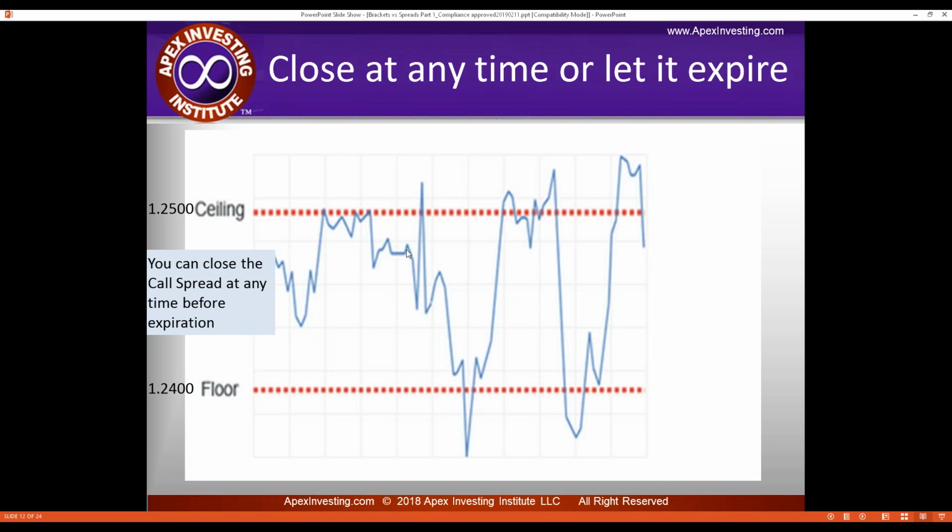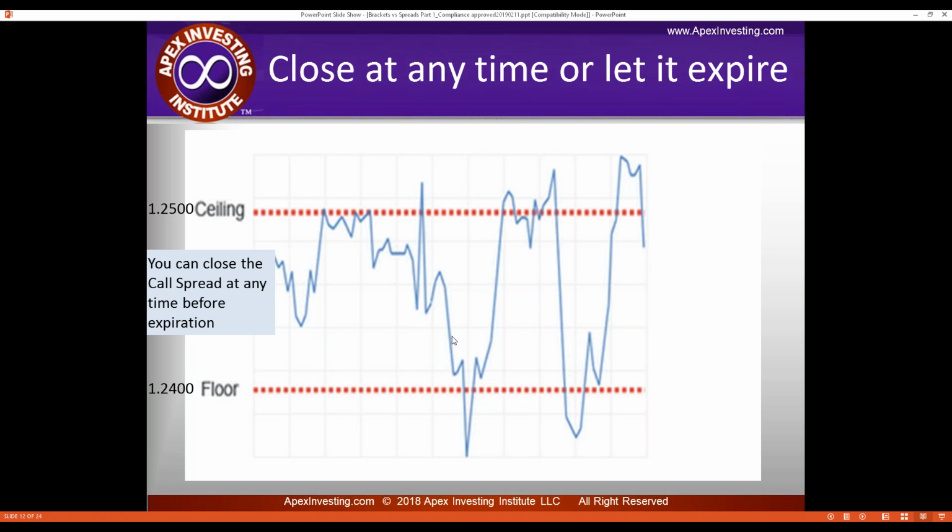For example, if I had sold up here, let's say I had sold right here at 2450, and it comes down to 2410. Well, what's the difference between 2450 and 2410? That would be 40 pips. Each pip is worth $1. I'd be up around $40 profit. I could just close it out there.